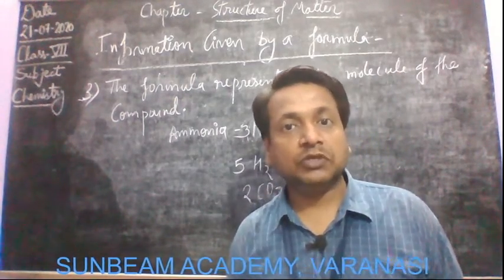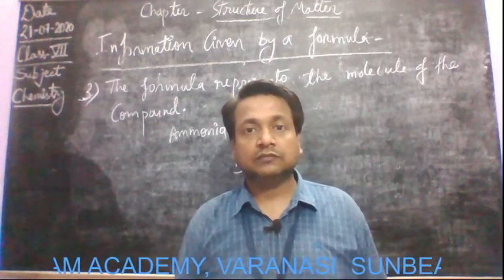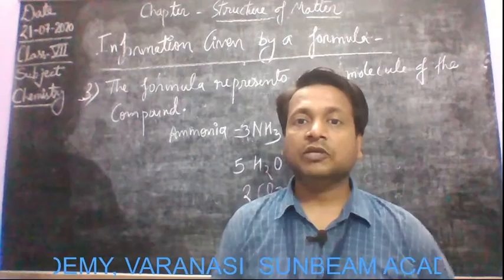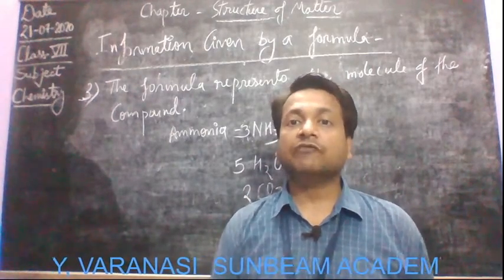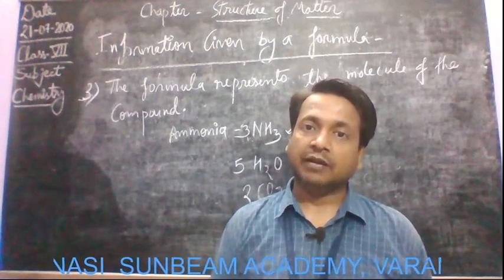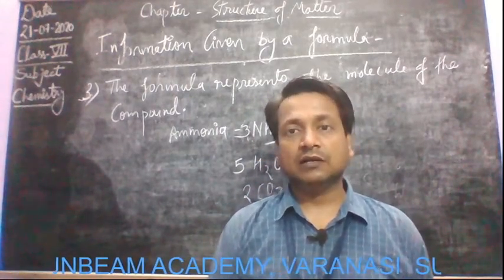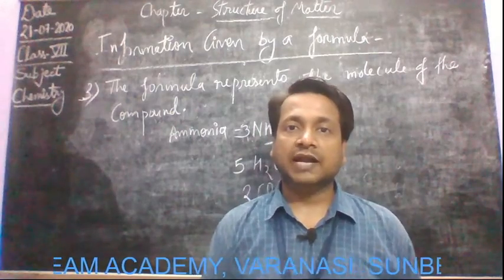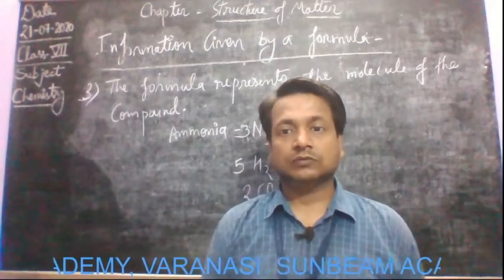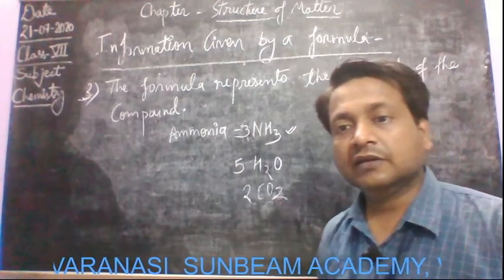Once again, I am going to repeat that the first information that a formula gives us is the names of the elements by which it is made up. The second information is the number of atoms of those elements by which that compound is made up. And the third information is the number of molecules of that compound, or the structure of the molecule of that compound. So I hope that you understood the information given by a formula.